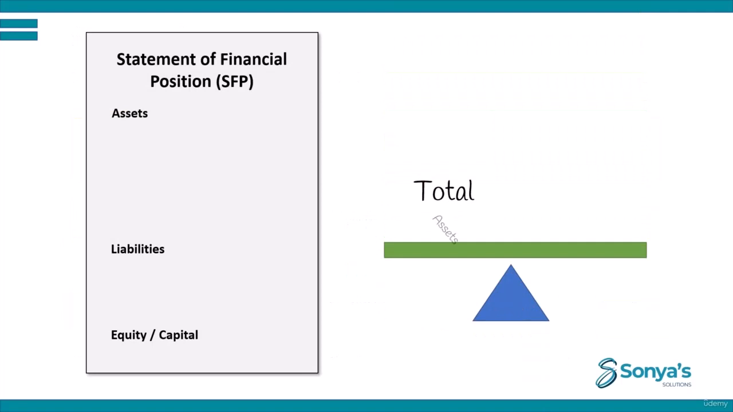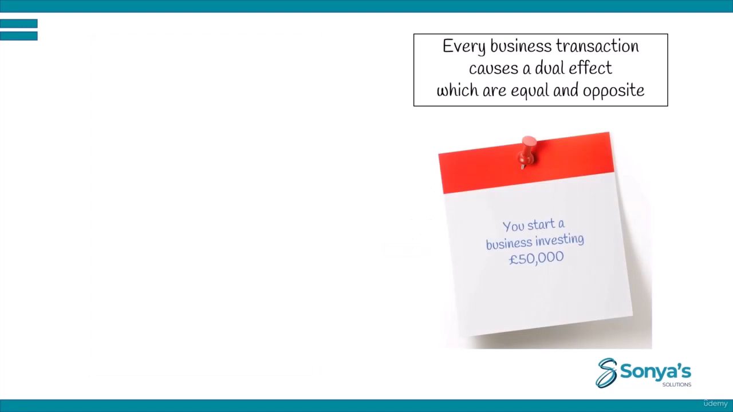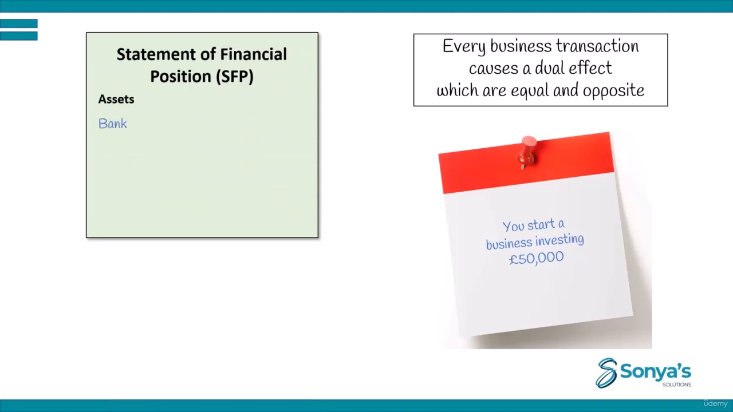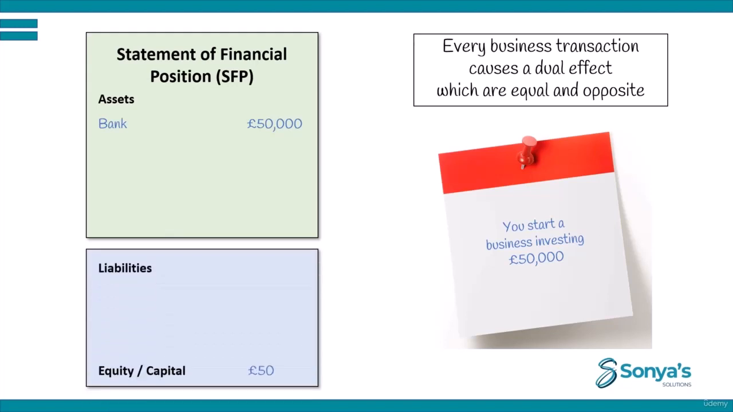Now we'll look at how these transactions affect the statement of financial position, as well as how the balance between assets and liabilities is maintained. Let's say you're starting a new business and you're using £50,000 of your own cash. You'll pay £50,000 into the business's bank account, so you'll create a business asset. The equal and opposite effect is the creation of a liability. The investment is recorded as equity or capital to indicate it's been provided by you, the investor. It belongs to you and it could be repaid at any time in the future.